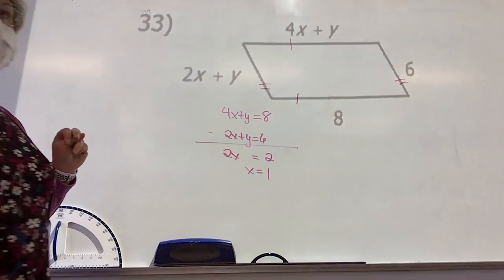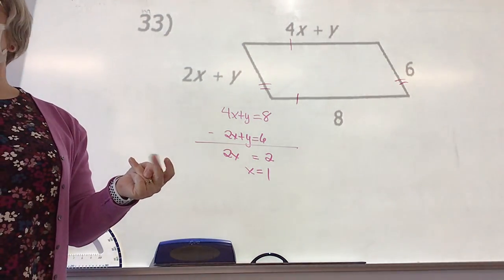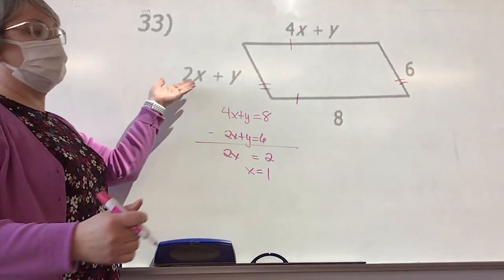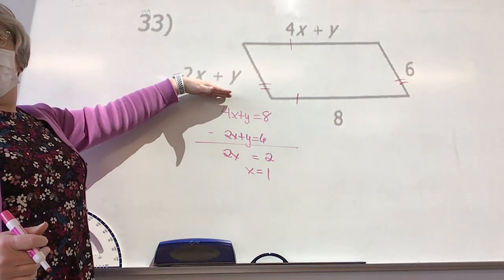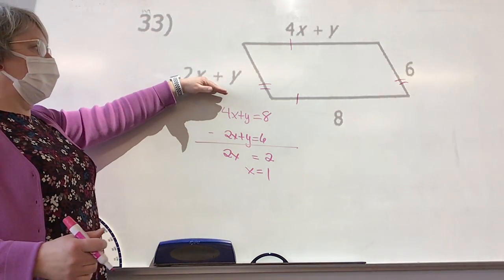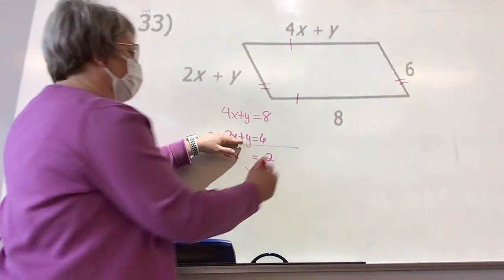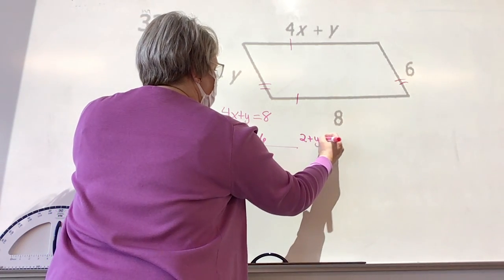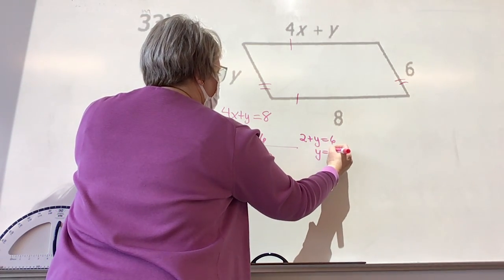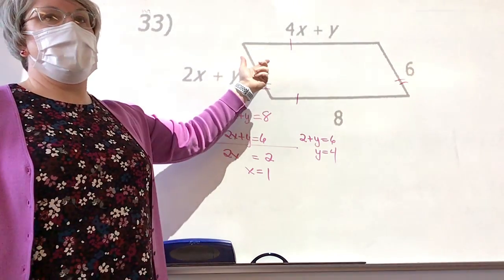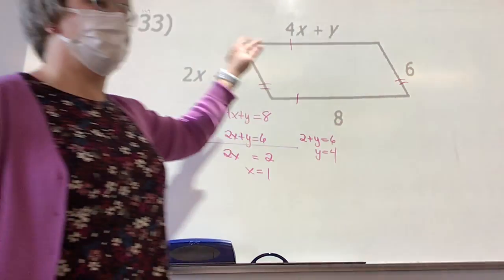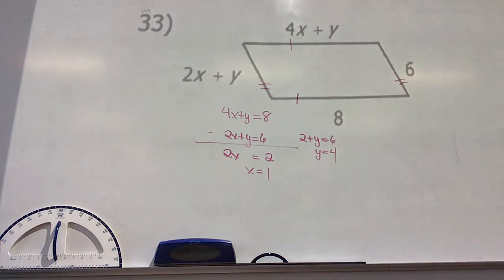Nice job. How am I going to get y now, though? Plug it in. Does it matter which one you plug it in to? I'm assuming you're just going to go to this one. 2 times 1 is 2, plus y equals 6. Y is a simple 4. So you use the property that opposite sides are congruent, and then they snuck in your favorite algebra to solve the system.